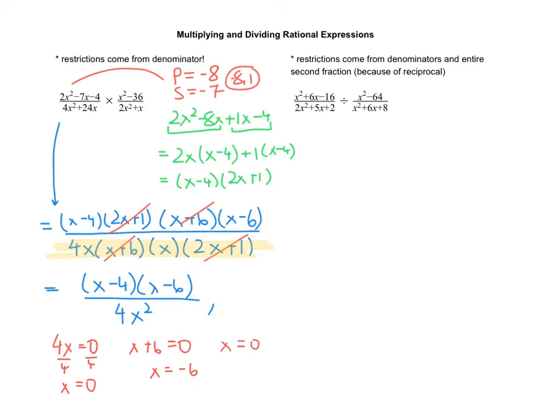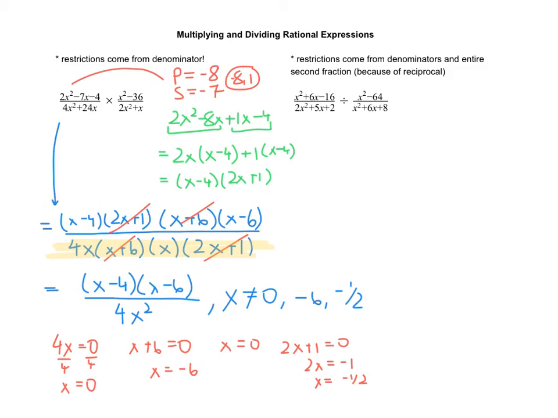I set my third bracket, which is x, equal to 0, so that's the same overlapping restriction as the first one. And finally, I set 2x plus 1 equal to 0. This one takes an extra step because we bring the 1 over, it becomes negative, and then we divide out the 2 to get -1/2. So our restrictions are x cannot equal 0, -6, or -1/2. And that's for multiplying. You factor, you put your numerators together, your denominators together, cancel things out, write your restrictions.